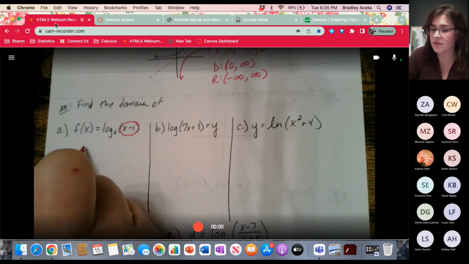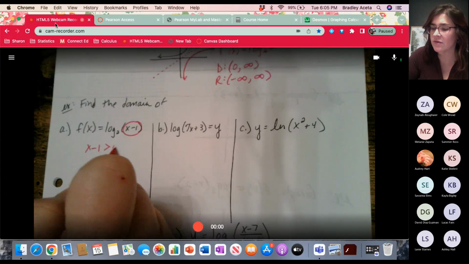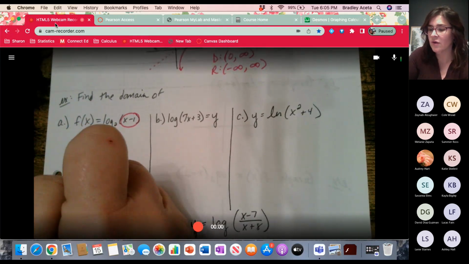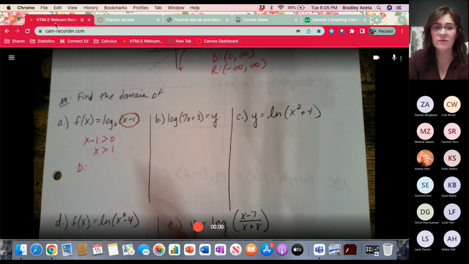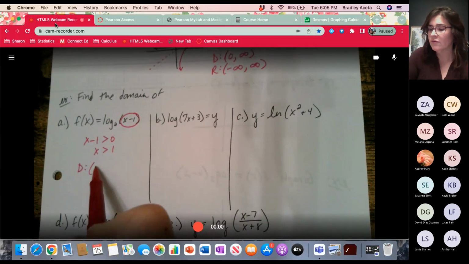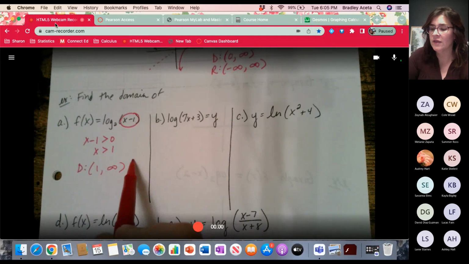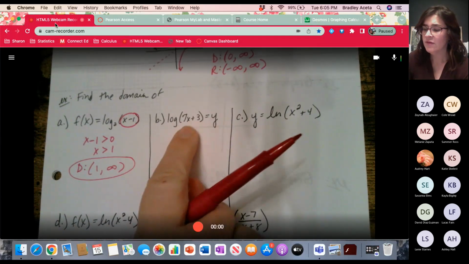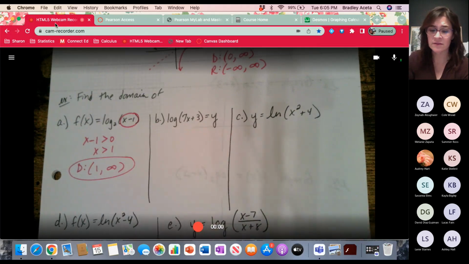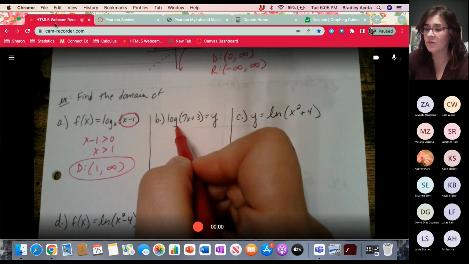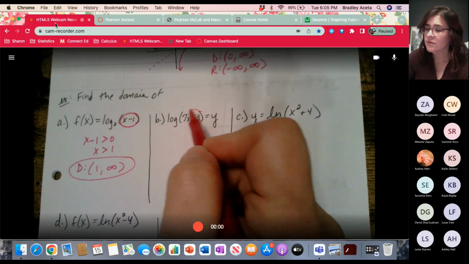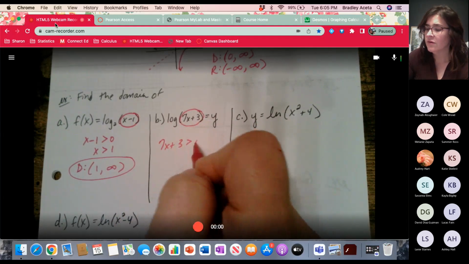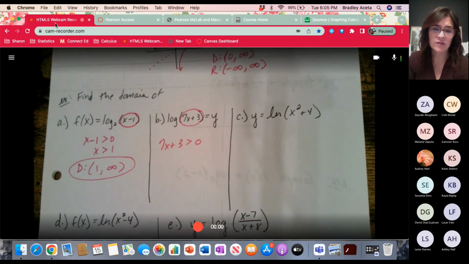It has to be bigger than, so x minus 1 has to be greater than 0. So that's easy to solve for. X is greater than 1. So your domain would be from 1 to infinity. Same thing for this one, no matter what the base is. Remember, this is a base 10 when I don't write it. So take whatever is here, make it greater than 0, and then just solve.